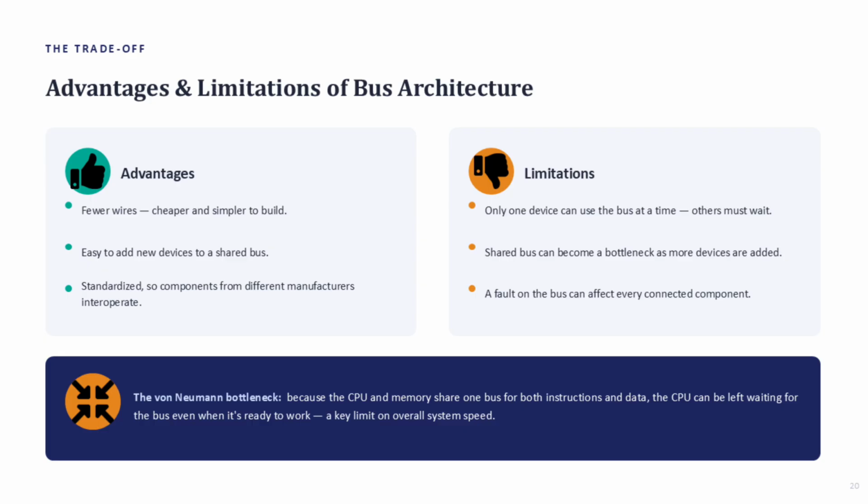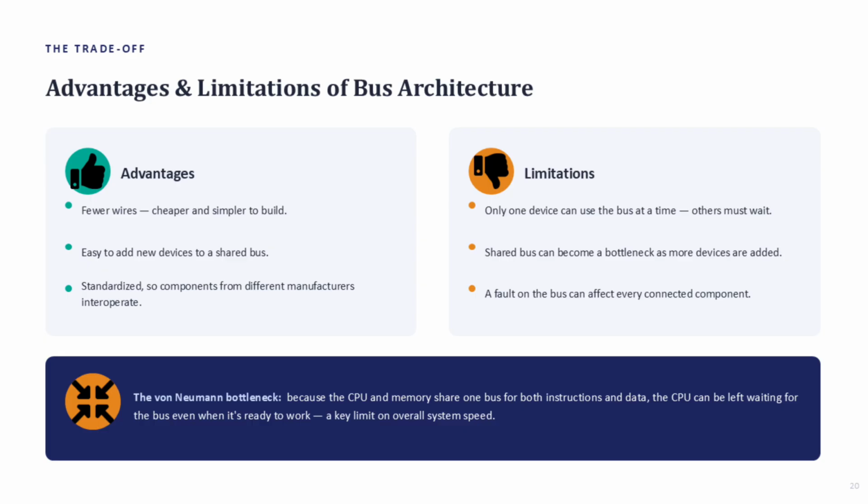Another limitation is the bus bottleneck. As more devices compete for access to the shared communication pathway, the bus may become congested. Even if individual devices are very fast, they still have to wait for bus access. Finally, because many components depend on the same communication pathway, a fault affecting the bus can potentially disrupt communication throughout the system.